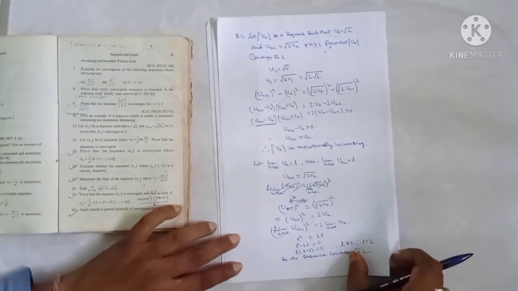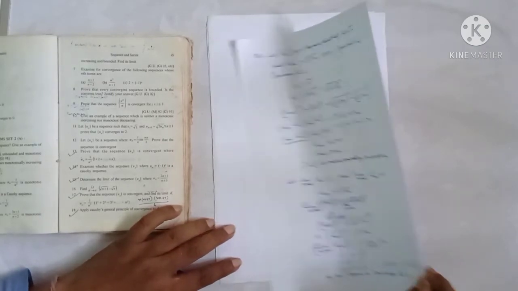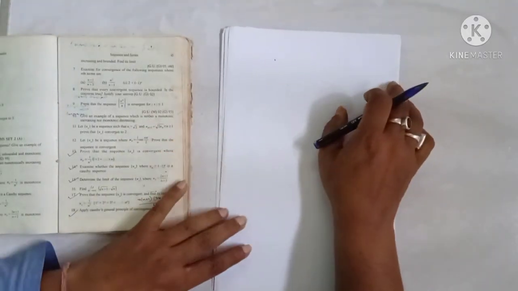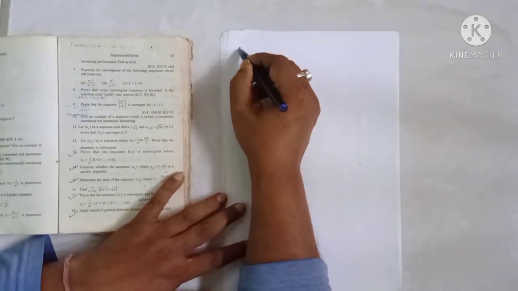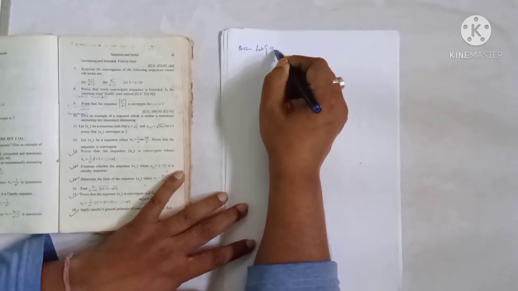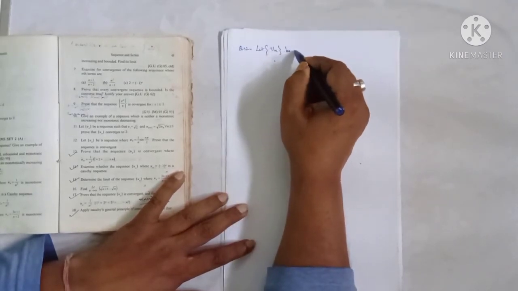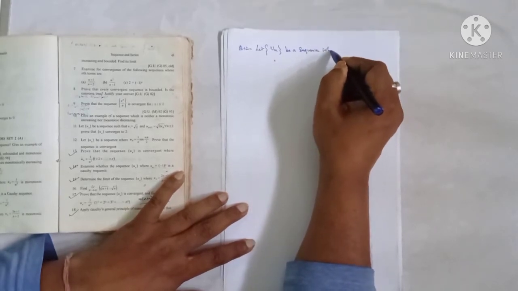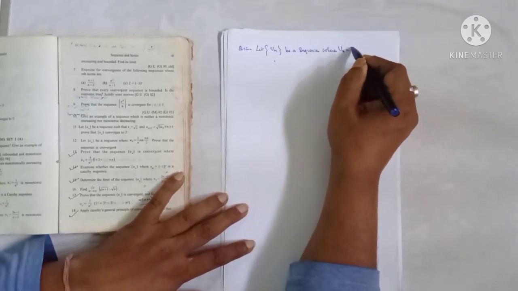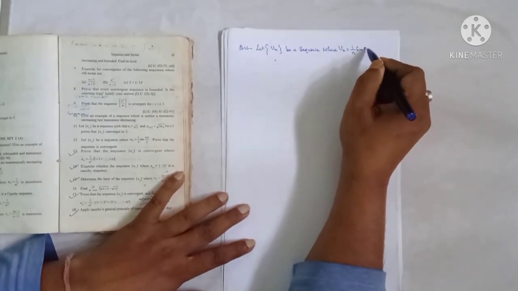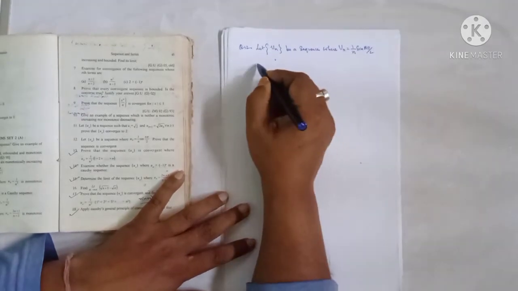So now question number 12. Here you can see question number 12. Let un be a sequence where un is equal to 1 by n sine n pi by 2.